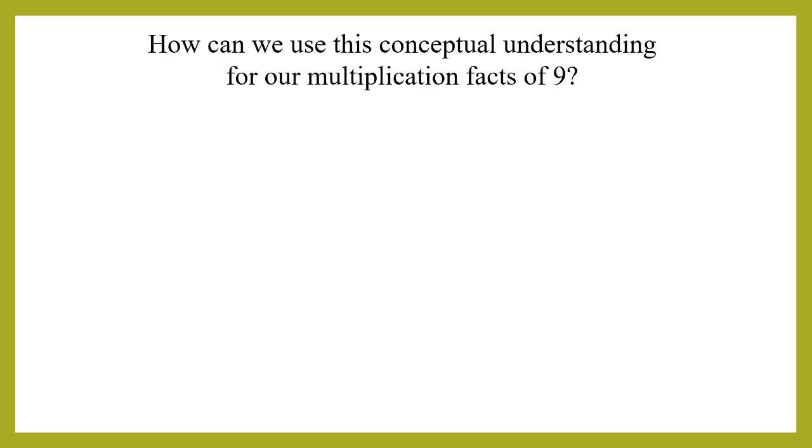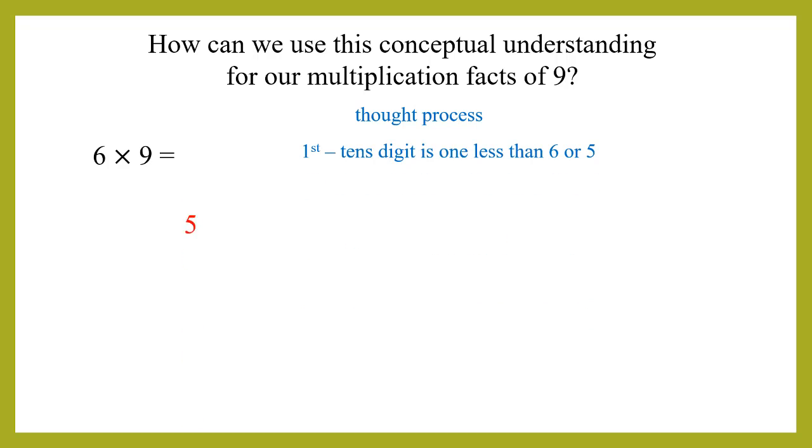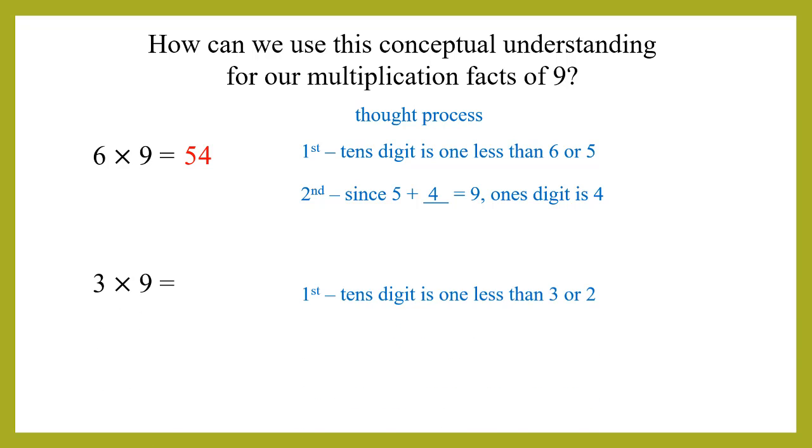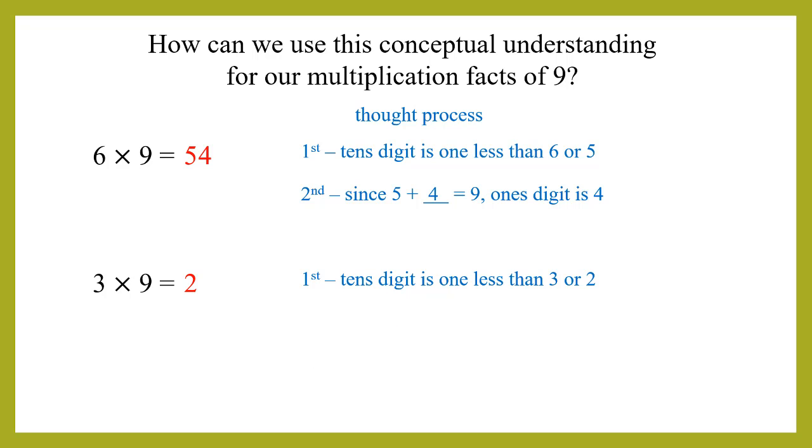How can we use this conceptual understanding for our multiplication facts of 9? Well, for example, take 6 times 9. Using the concept, first, the tens digit is 1 less than 6, or 5. Second, since 5 plus 4 is 9, the ones digit is 4. Hence, 6 times 9 is 54. Look at another example, 3 times 9. First, the tens digit is 1 less than 3, or 2. Since 2 plus 7 is 9, the ones digit is 7. Hence, 3 times 9 is 27.